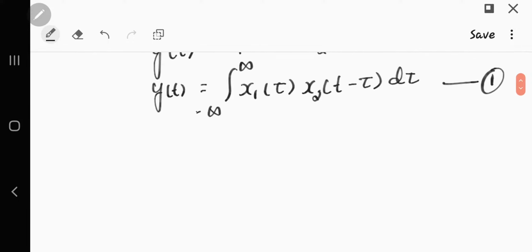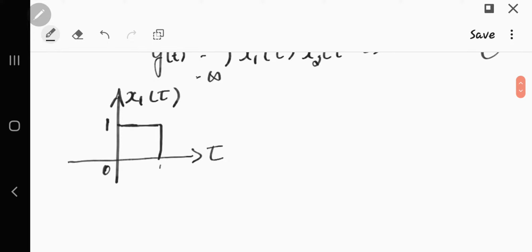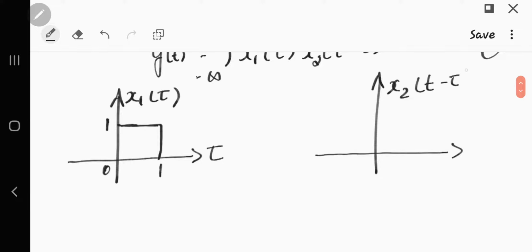Now let's plot x1 of tau and x2 of t minus tau here. So this is x1 of tau, varying between 0 and 1 having amplitude 1. Now x2 of t minus tau. First I will plot x2 of tau and then I will show you how to get x2 of t minus tau.